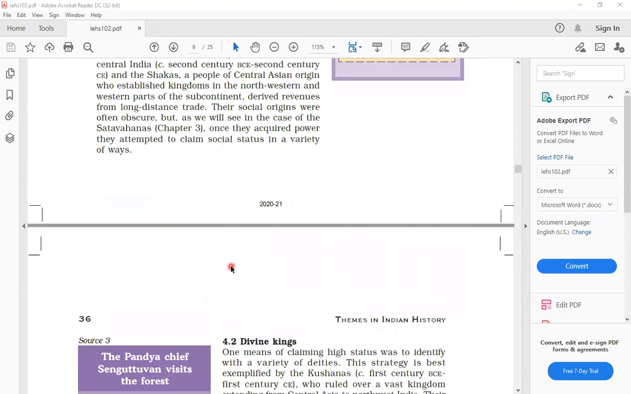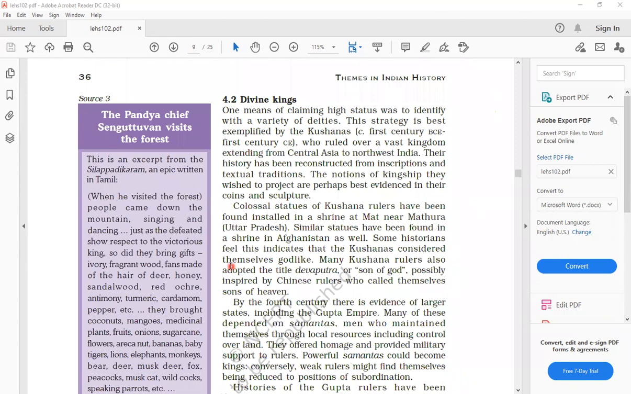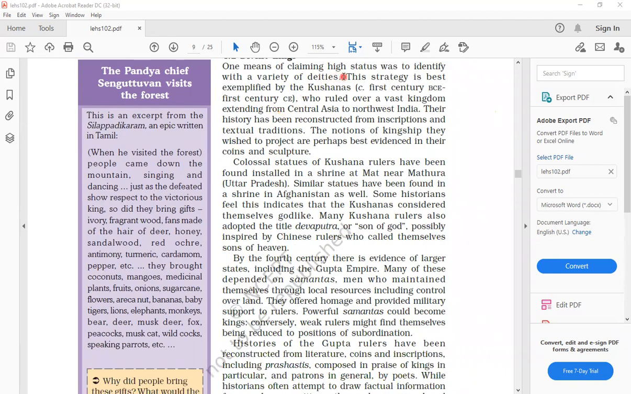And this can be written for the chief and chieftains. Now the main question that will arise from this is: divine kings. What do you mean by divine kings? How did the kings in ancient times enhance their divinity? Now this is not an MCQ. It is a 3-marker question that can be asked from here. But yes, an MCQ can also arise.